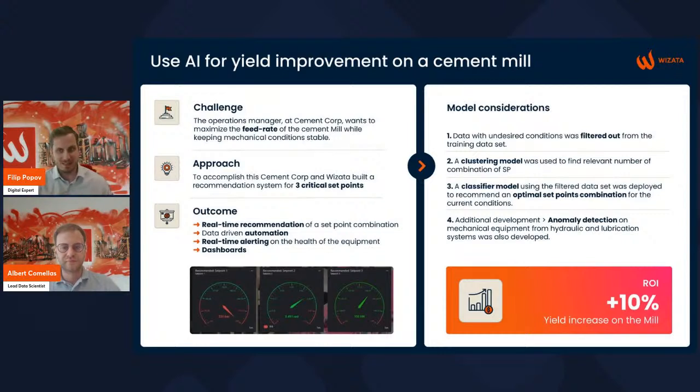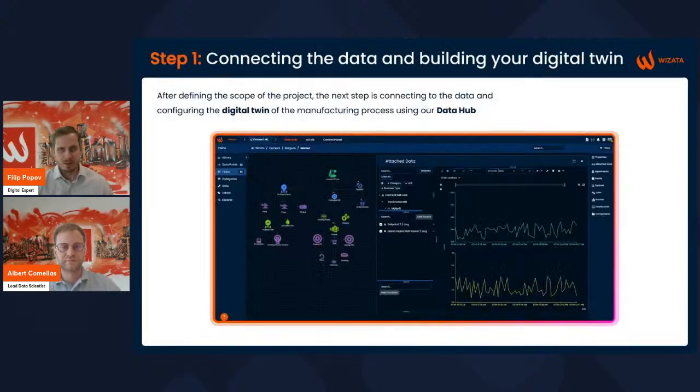Perfect, thanks. And I suppose the most important part is the business impact of this solution, where we managed to achieve actually a 10% yield increase on the mill. So that's pretty fantastic. So let's dive deeper, Albert, as to how we achieved this in the next 6 steps, starting with data connection. Can you explain how we connect data to Wizata?